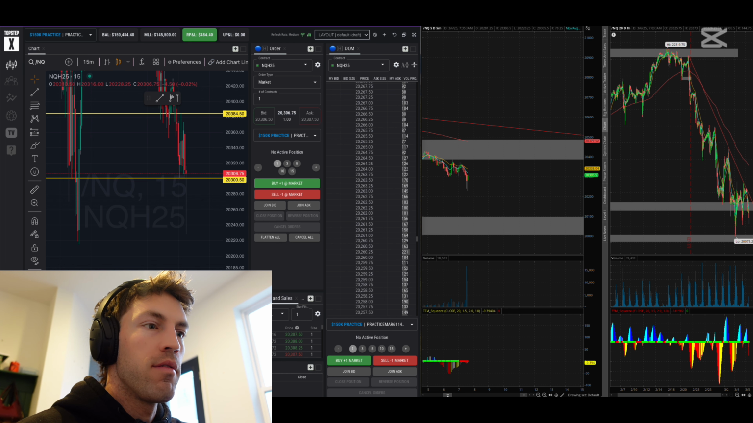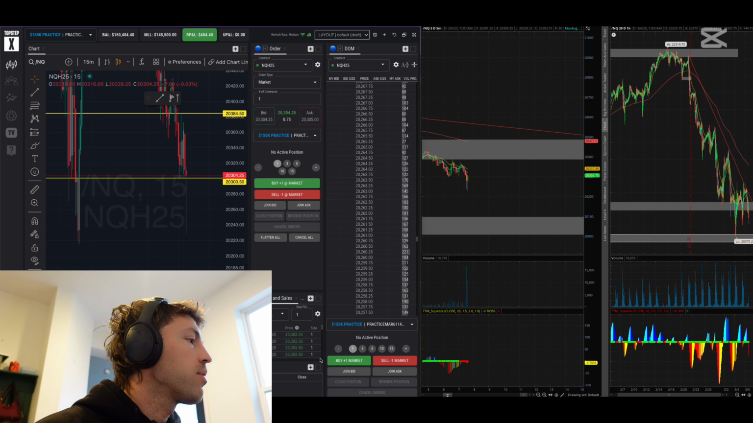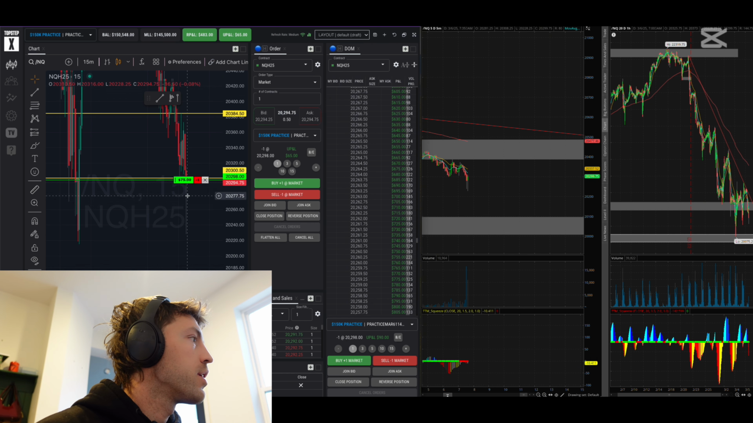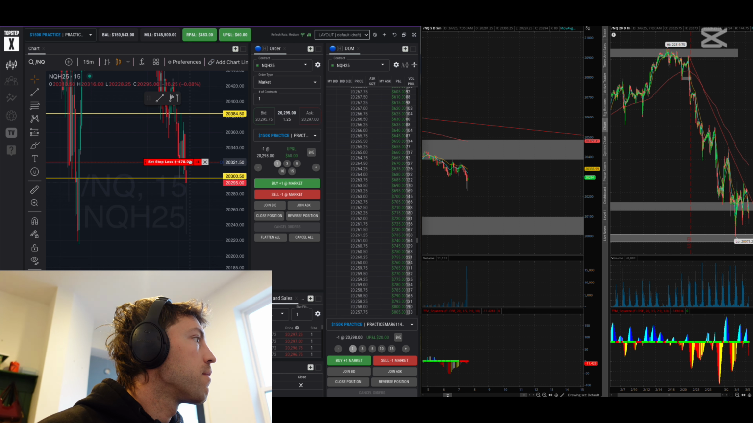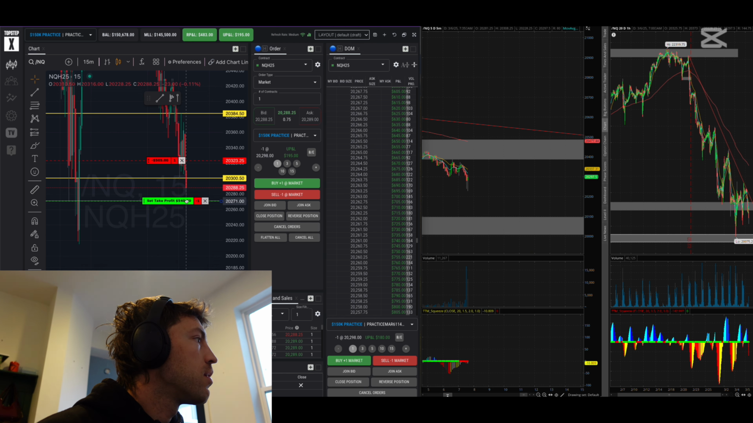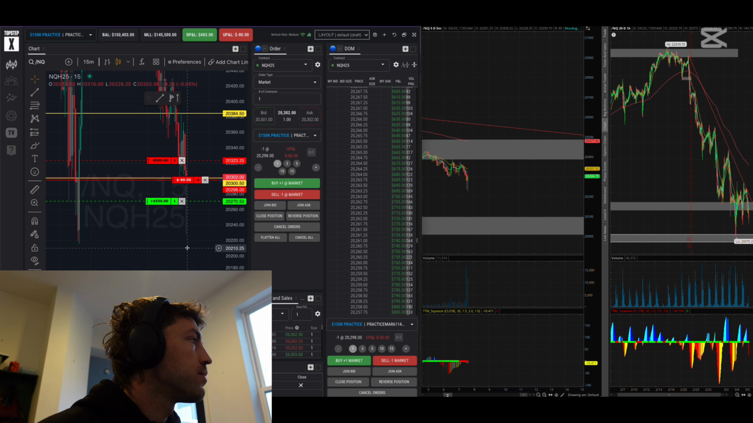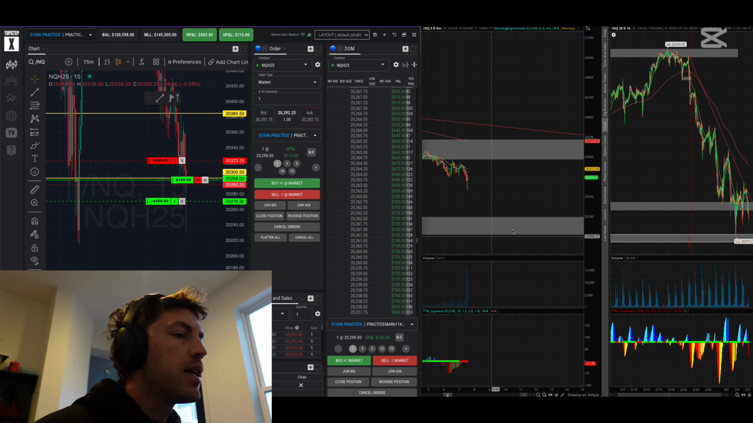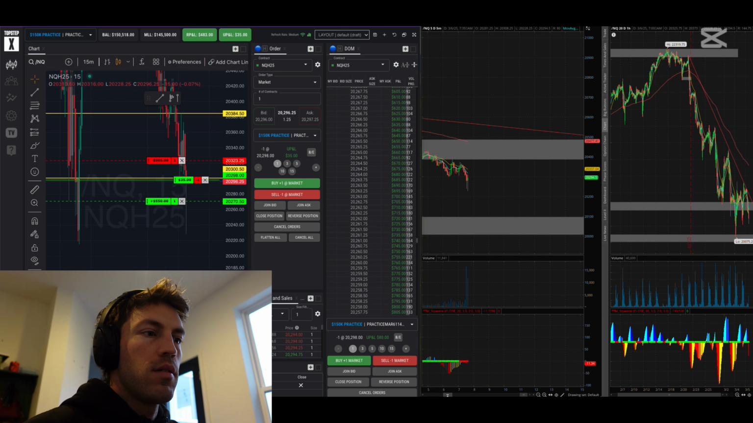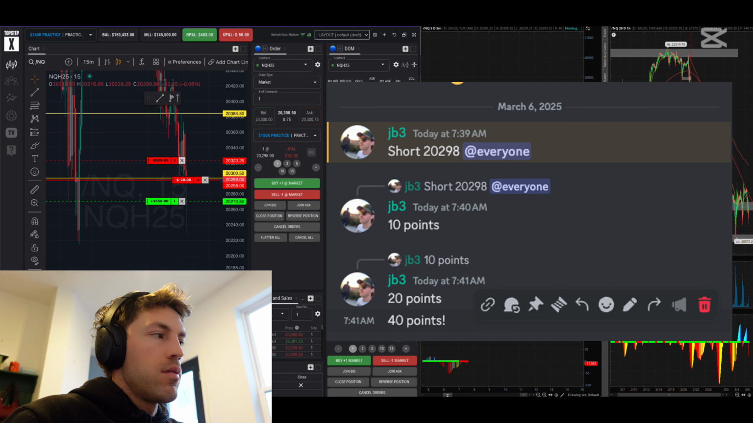Okay, so now it's come back into our level. Let's see if it retests this. So we're gonna short here. 500. And we're gonna do 500. We're just gonna do 1-to-1 right now. So short at 298.